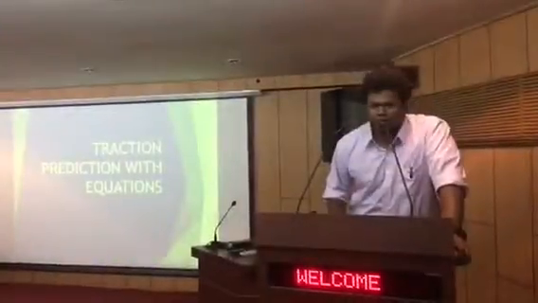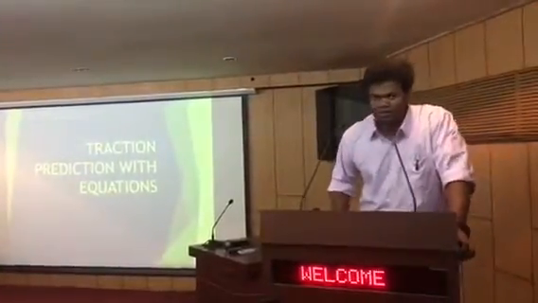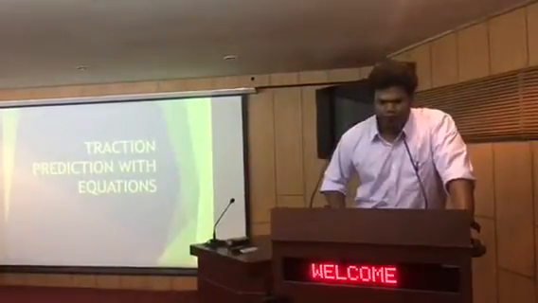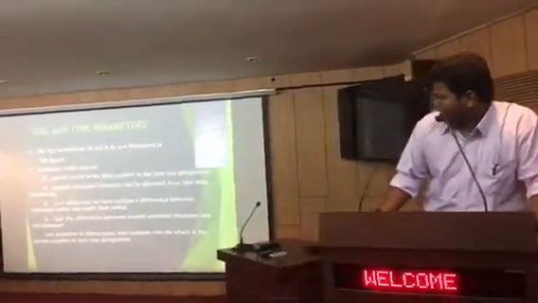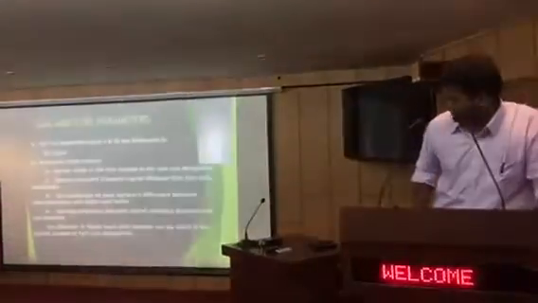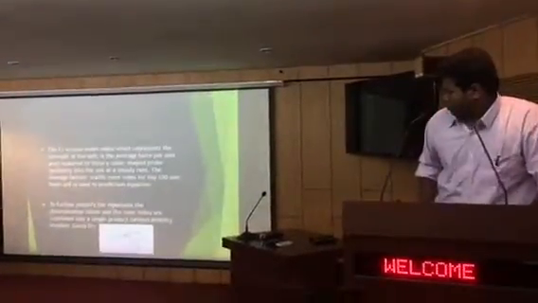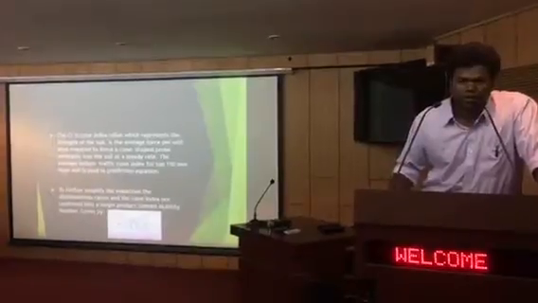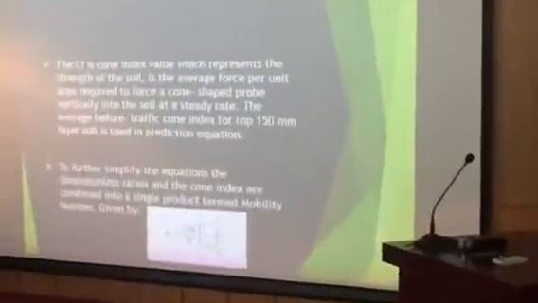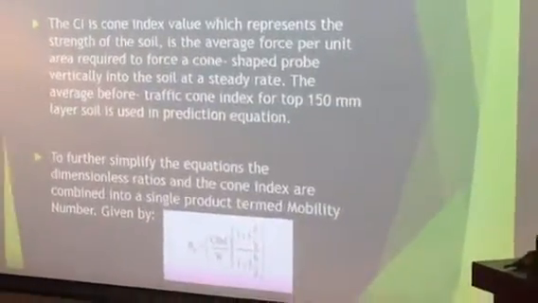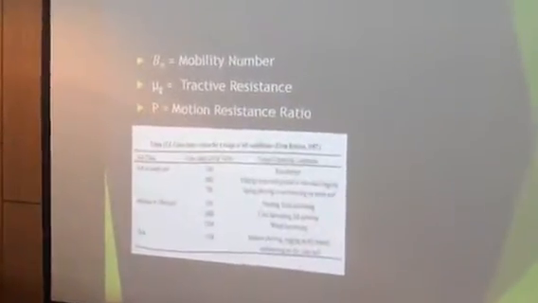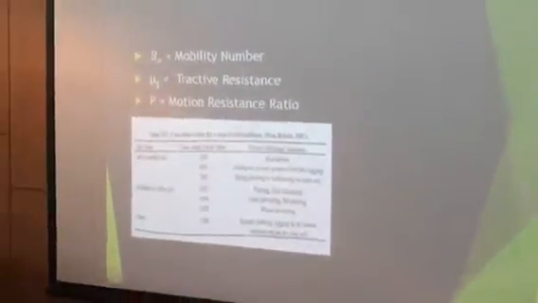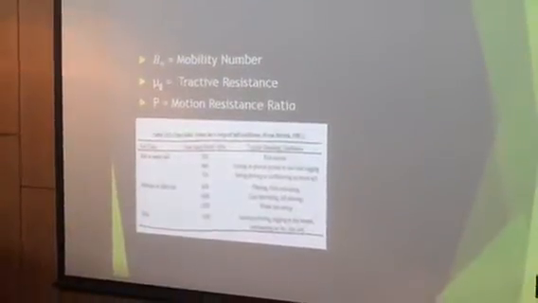SUNDARESH: This is my part, which deals with traction prediction equations. So far, we have attained the parameters B, D, H and delta, which we'll be putting into these equations. All these equations together will form a number called the mobility number, which we'll be using for finding values on the graph.